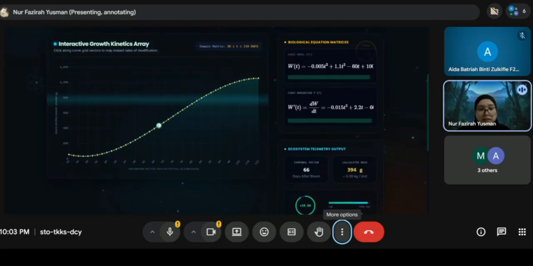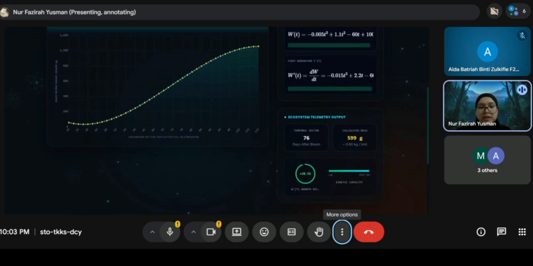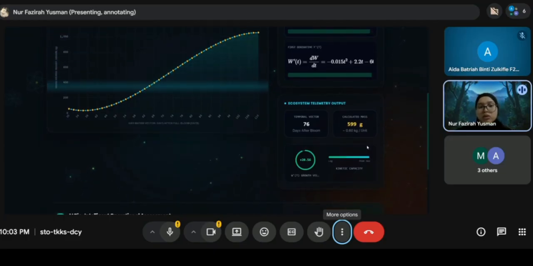Users can click along the curve grid vector on my interactive growth kinetic array to map this instant rate in real time. Finally, the ecosystem telemetry output breaks everything down into three clean vectors. The first one is the temporal vector, the second is the calculated mass in grams, and the third is the W'(t) growth velocity.